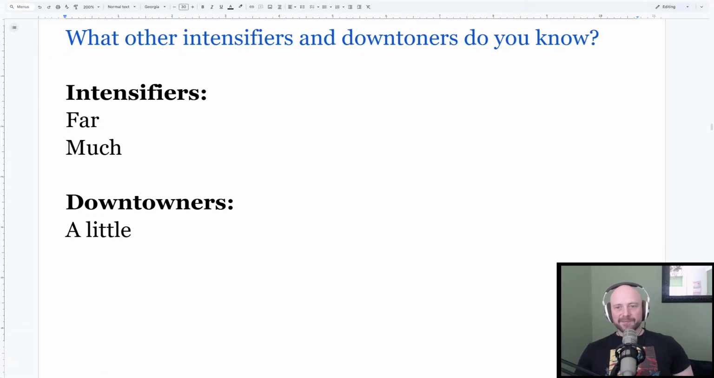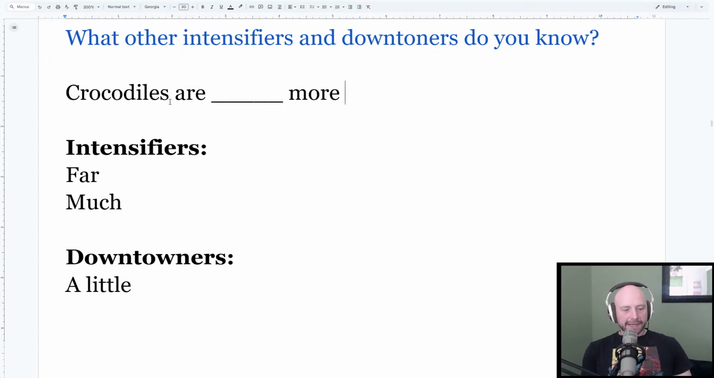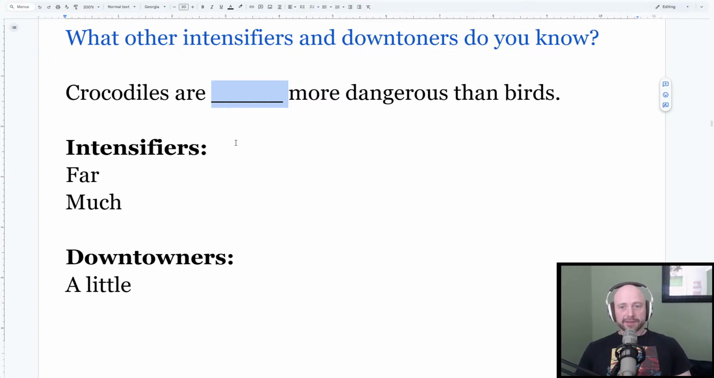Nope, still is not one. Ever is not one. So let me give you, you're finding this difficult, let me give you an example sentence, right? So we want to say, for example, crocodiles are more dangerous than birds. Okay, and we want to put a word here. So we could say far more dangerous. We could say much more dangerous. We can say a little more dangerous. What else?